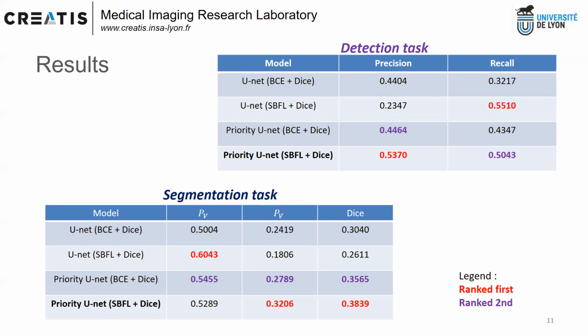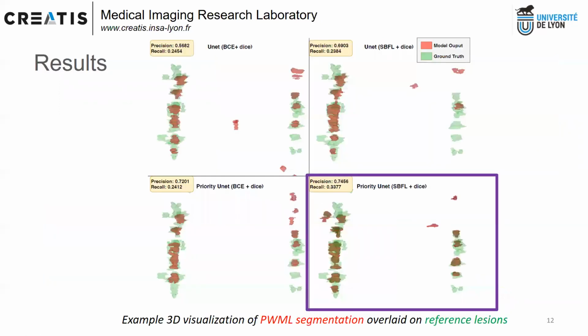Now comparing line 1 and 2 shows the influence of the SBFL, which allows a significant gain in recall, but has a price of a drop in precision here. So in our model, the attention map allows to control the drop in precision induced by SBFL while preserving recall. So here is an illustrative slide of the performance of our model on a patient here at the bottom right.